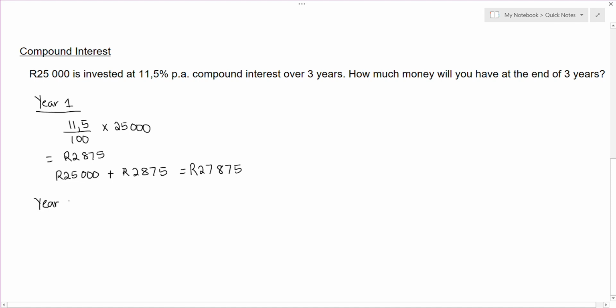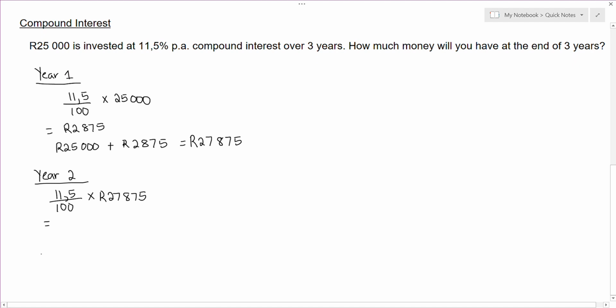Then starting off at year 2, you're going to be working out your 11.5%, and you're going to be using the 27,875, and you're going to see how much interest you have accumulated through your second year. So we're going to times that by 11.5%, and that gives me an interest amount of 3,205 Rand and 625.